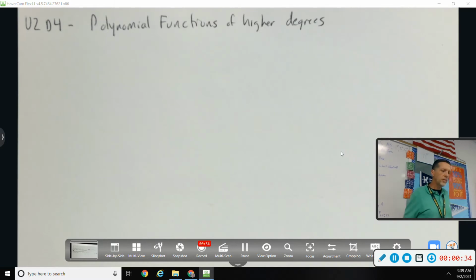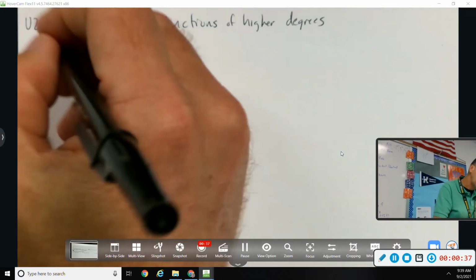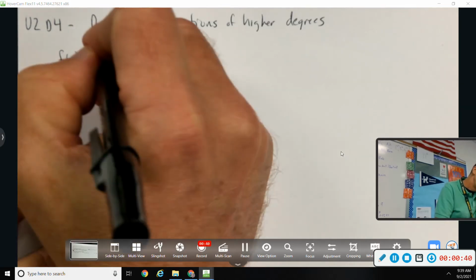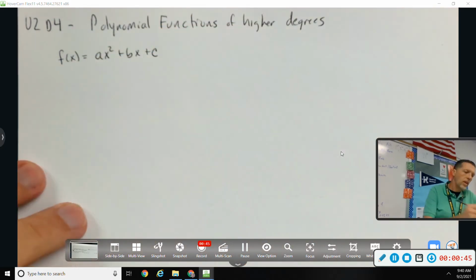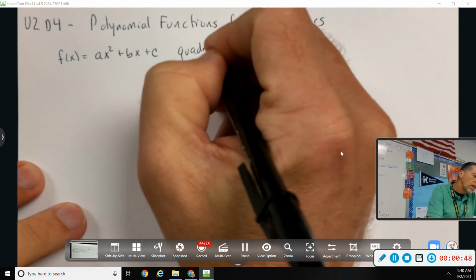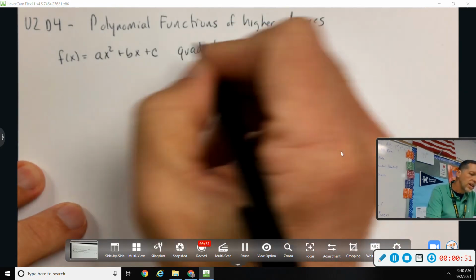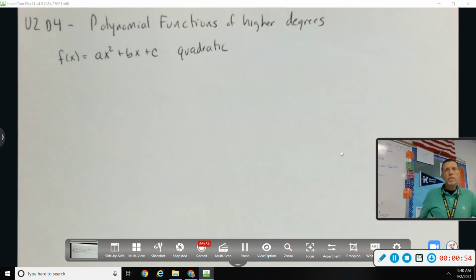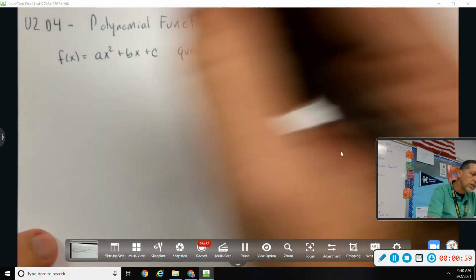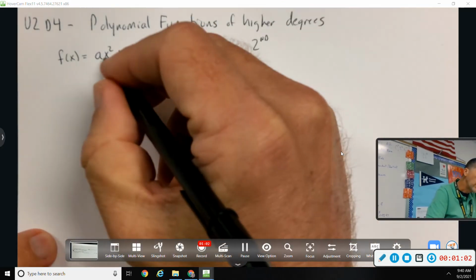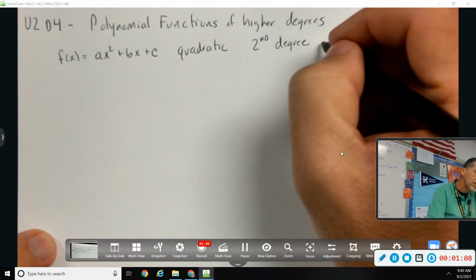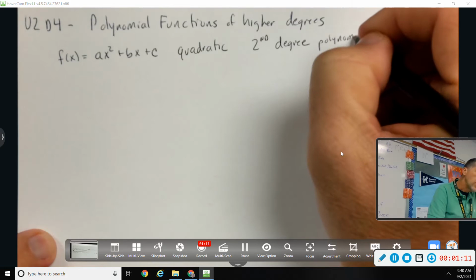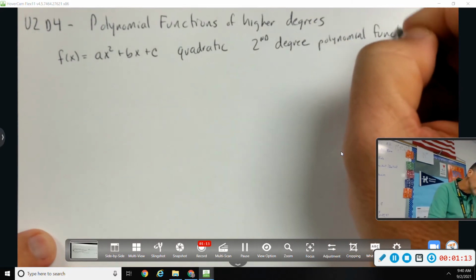So yesterday, or Tuesday, we did a lot of stuff with quadratics. ax squared plus bx plus c. That's a quadratic. What degree is that function, do you know? Second degree, degree 2. Because you take the highest power of x, and that tells you the degree it is. It's a second degree polynomial function.